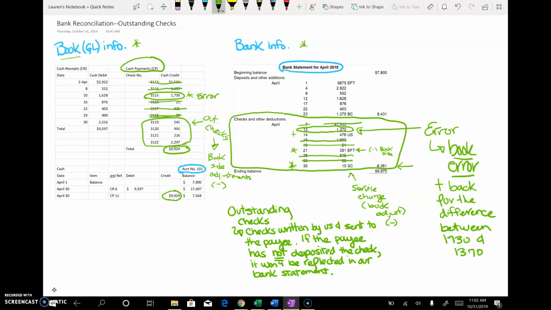And then we have this unauthorized signature on the 14th, that clearly was not recorded on the book side. So this might be something they want to look into a little further, but it's going to be an adjustment on the book side. And it's also going to be reduced on the book side because, again, it's a deduction.